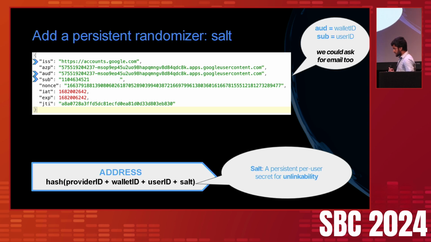A minor note: instead of sub, we could also have based the on-chain account on other fields in the JWT. For example, we could have created an email-based wallet if the JWT provider sends an email. And so there's a lot of flexibility in how we construct an on-chain address for the user, depending on the claims that the JWT provider gives us.